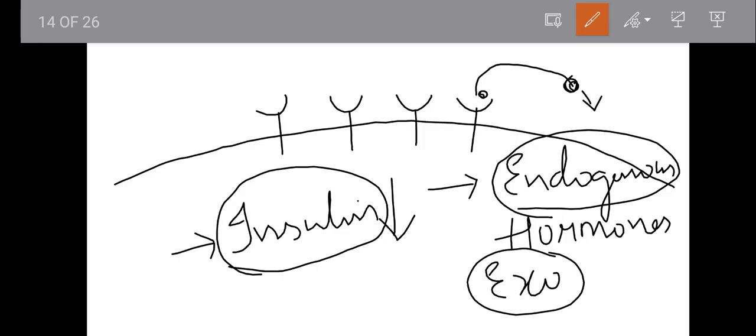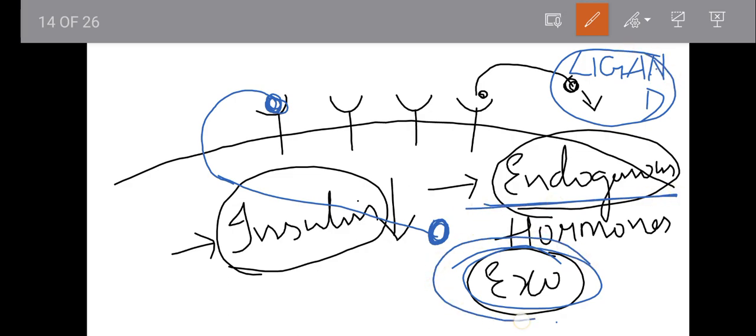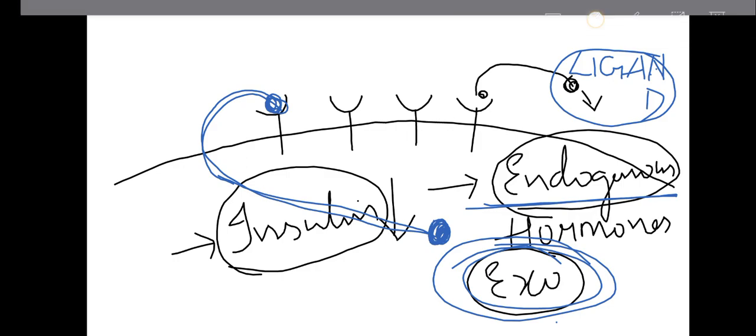So what is a ligand? A ligand can be an endogenous as well as an exogenous substance. Whether it is endogenous or exogenous, if it has the ability to go and bind to the receptor, I will call this kind of thing a ligand. So instead of saying endogenous substance or exogenous substance, the term I will use for this is nothing but ligand.